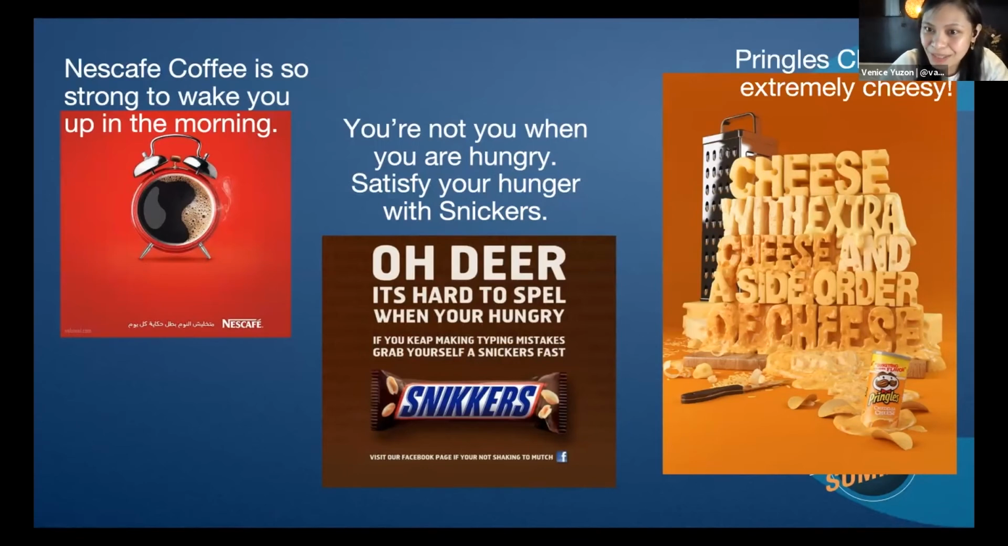They put cheese with extra cheese and a side order of cheese, di ba? In the key visual, using a cheese visual. And so you will know that Pringles is actually extremely cheesy. Okay. So that is how powerful key messages are. And it actually sets the tone, sets the mood, sets your graphic design and your videos effectively.